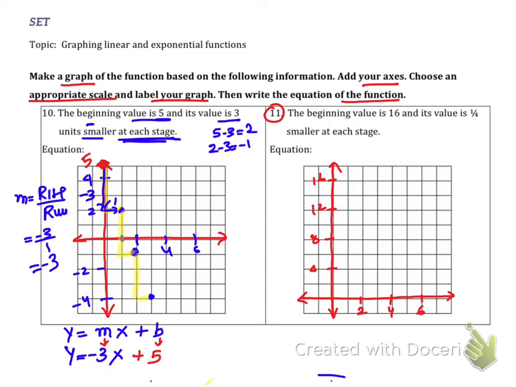On the y-axis each box is 2 units, on the x-axis each box is 1 unit. Now the information is that the beginning value is 16 and every time it's 1/4.